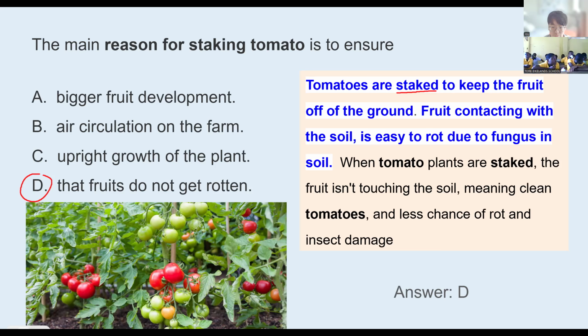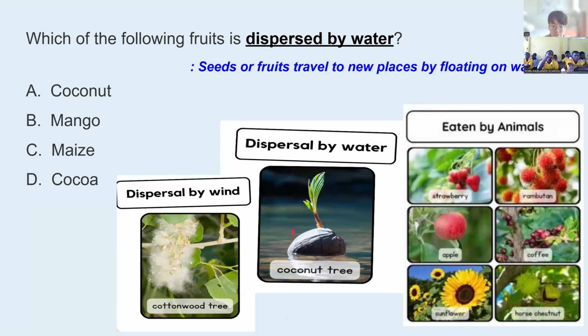Okay, let's do this question. Which of the following fruits is dispersed by water? Dispersed meaning the seeds or fruits travel to a new place, especially by flowing on water.